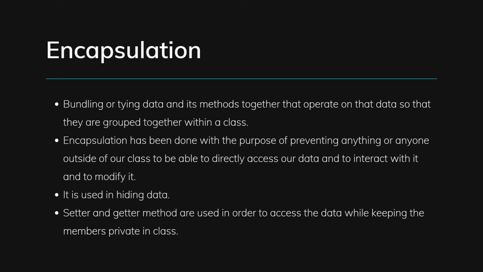For example, imagine a class representing a bank account. Without encapsulation, any part of the code could directly modify the account balance. This could lead to errors or security issues, such as unauthorized changes. With encapsulation, you can restrict access to the balance and only allow modifications through well-defined methods, ensuring that all changes adhere to specific rules.